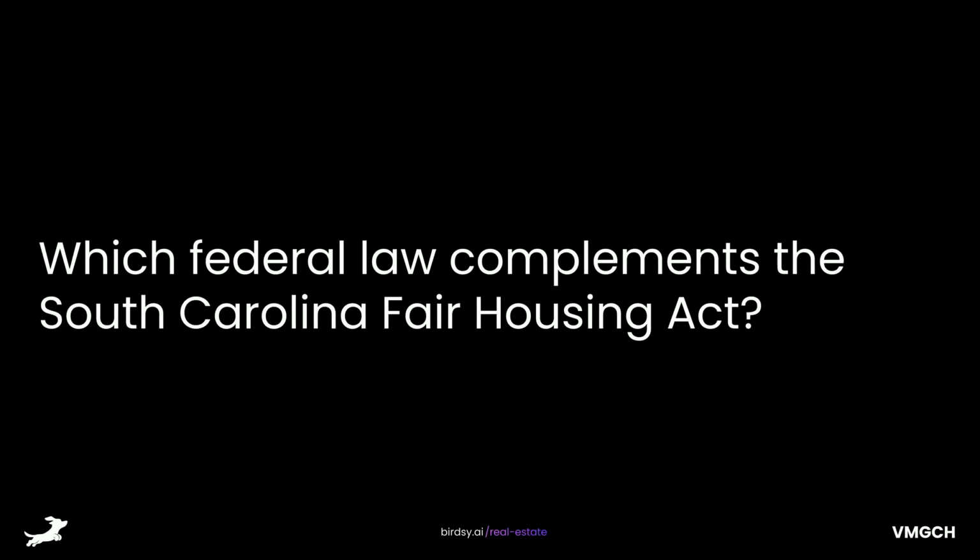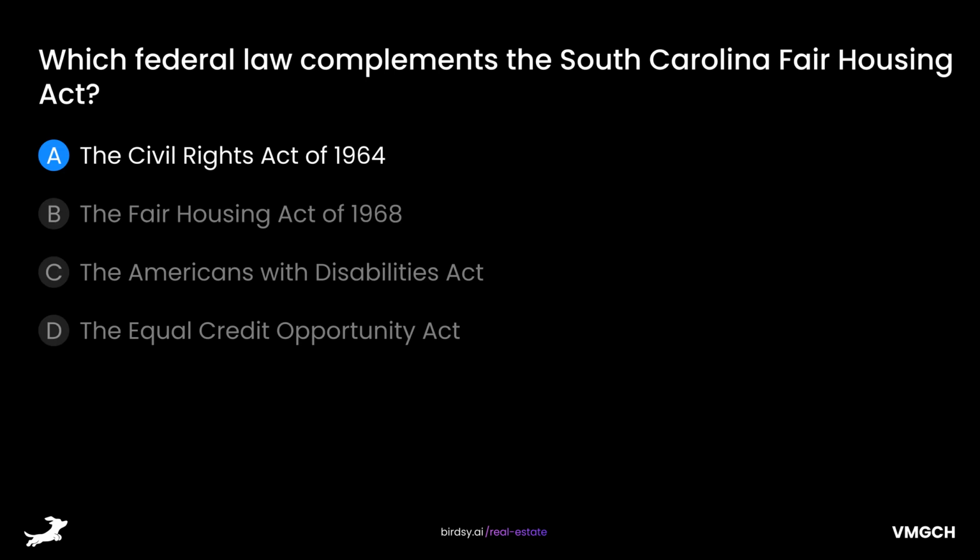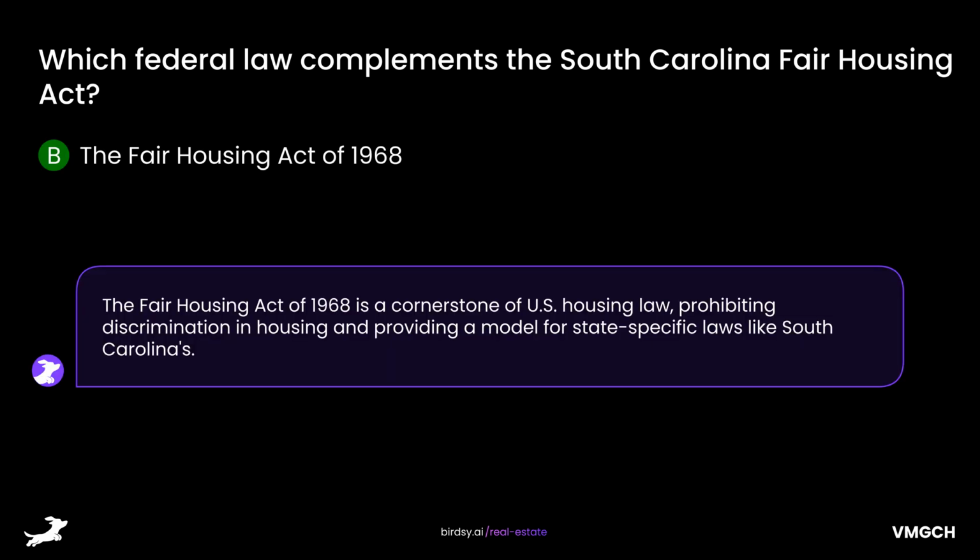Which federal law complements the South Carolina Fair Housing Act? Is it A, the Civil Rights Act of 1964, B, the Fair Housing Act of 1968, C, the Americans with Disabilities Act, or D, the Equal Credit Opportunity Act? The answer is B, the Fair Housing Act of 1968. The Fair Housing Act of 1968 is a cornerstone of U.S. housing law, prohibiting discrimination in housing and providing a model for state-specific laws like South Carolina's.